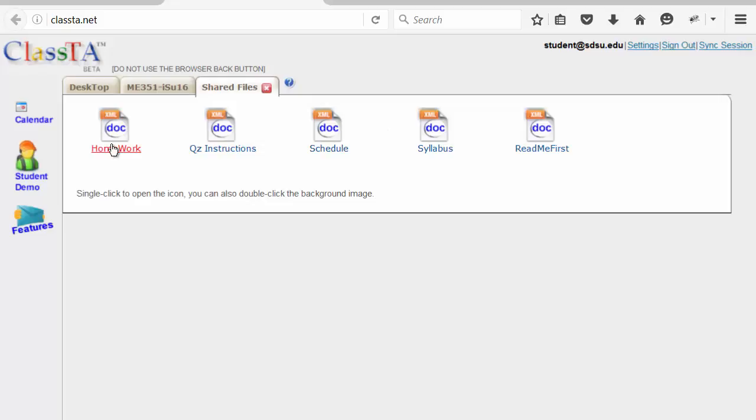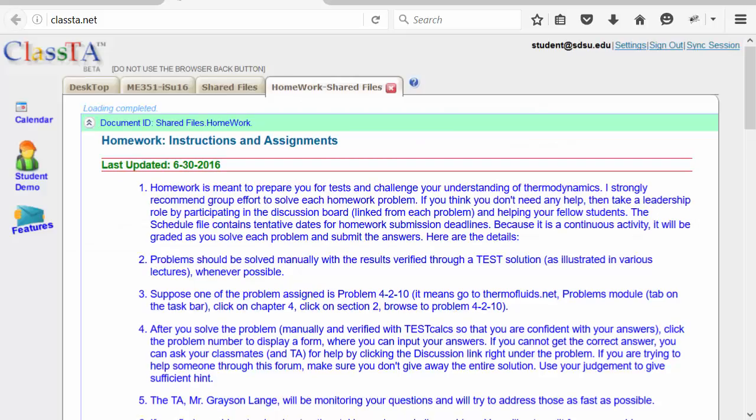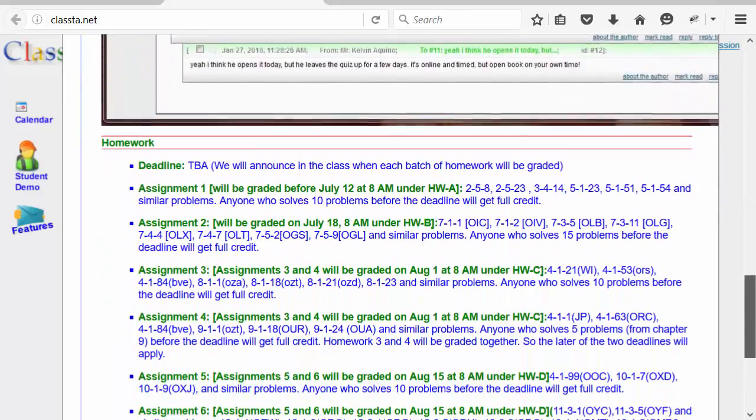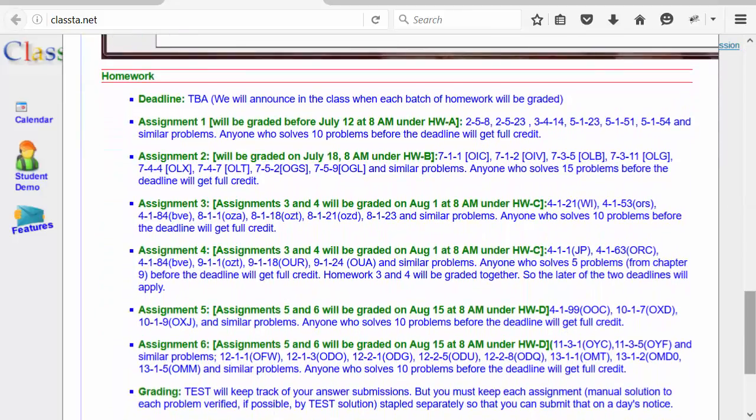In the shared files, you will find this homework document. Open it and you will see general instructions at the top. If you scroll down, you will find the assigned homework. Let's say we are trying to solve one of these assignments, assignment number 1. Let's try to solve problem 258.